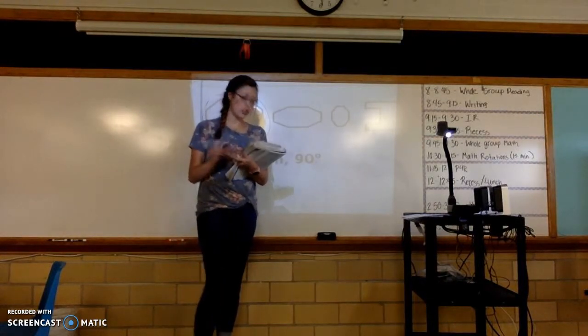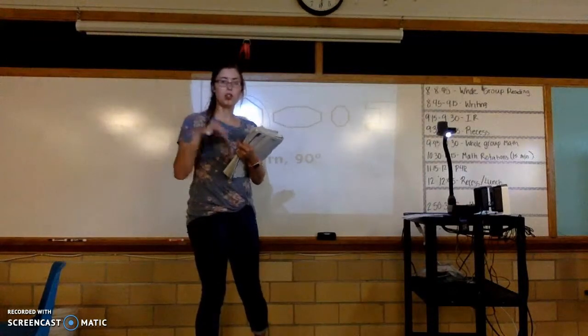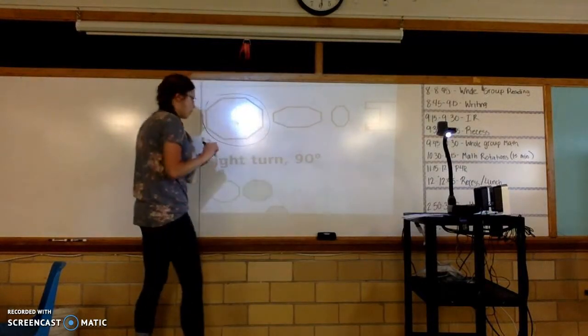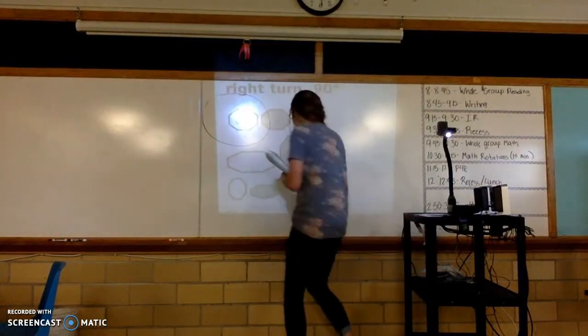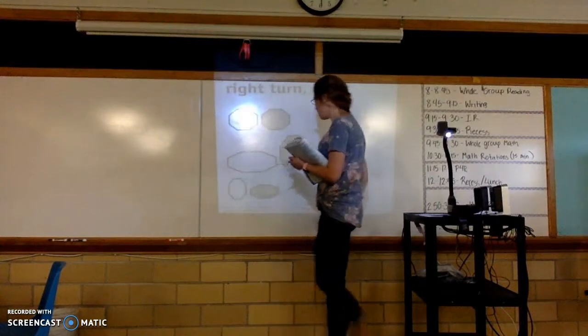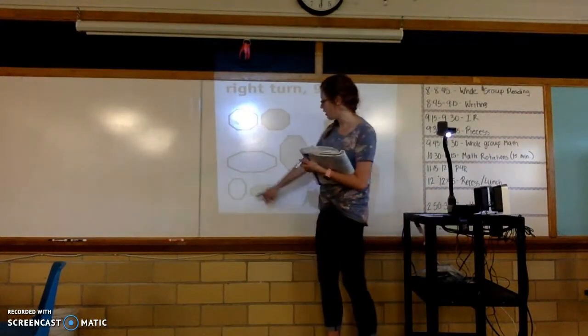Then the figure has turn symmetry. So turn symmetry, again, is when you flip a figure or turn it or rotate it and it still looks the same. So when we look at these examples right here, we can see that there are a couple different examples. Let's start with this one.